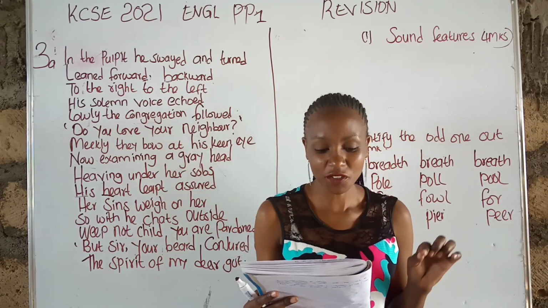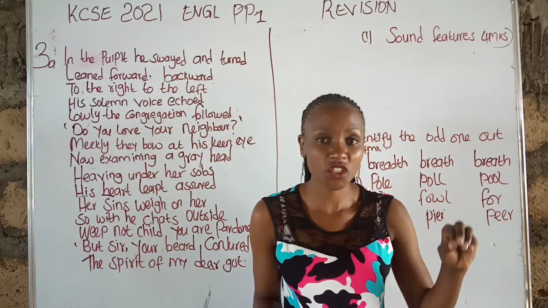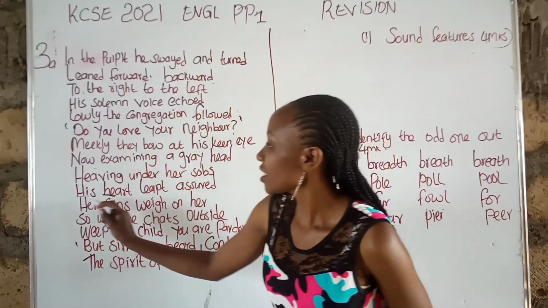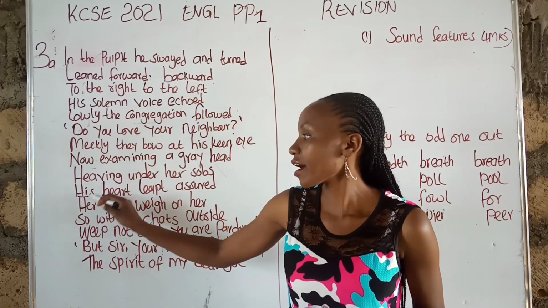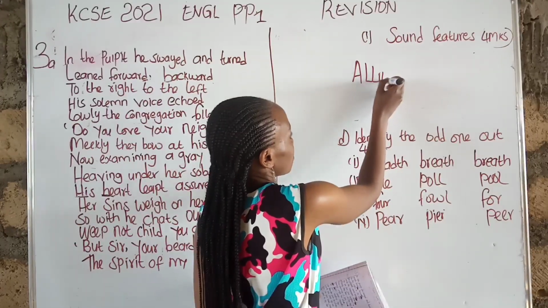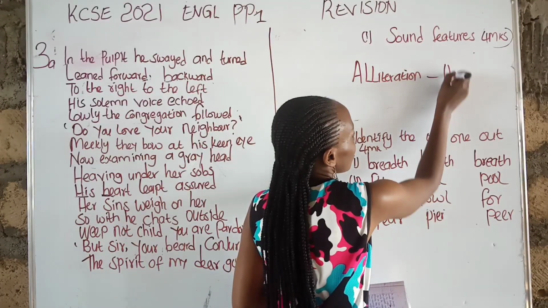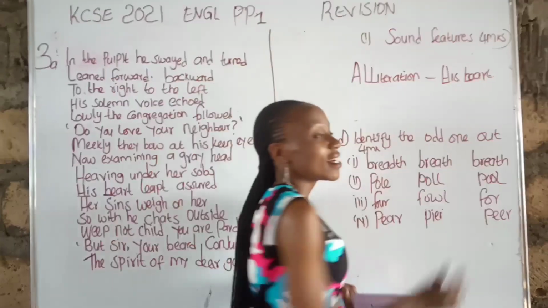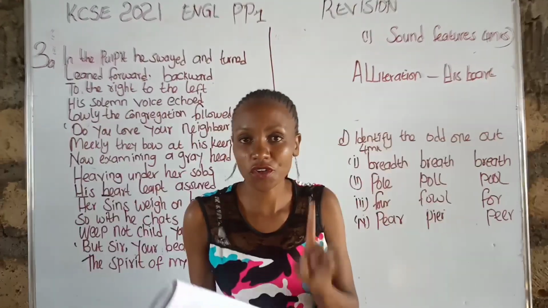Okay, you're right. The first sound pattern is in line 10. We have alliteration, the repetition of similar initial consonant sounds in words that follow each other closely. I have already underlined it. His heart leaped assured. So her and her has been repeated. So you're going to come and write alliteration, then support your answer. You only have to underline the repeated sound, the her and the her. Don't underline more than that.